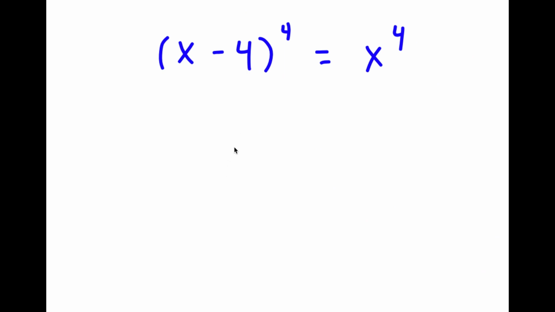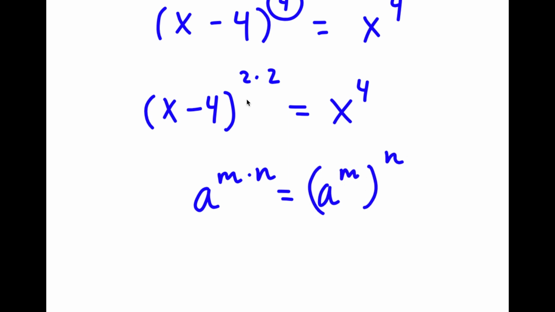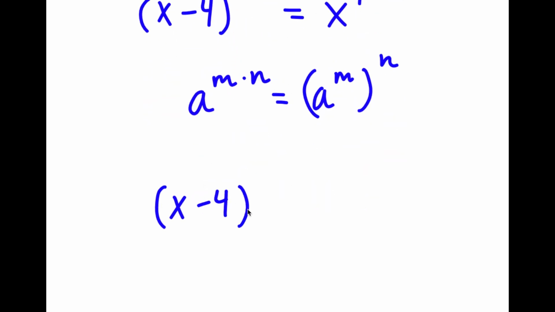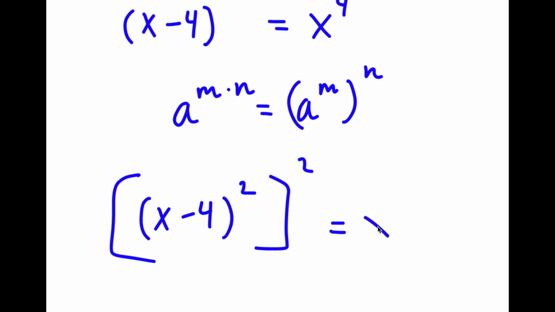Alright, so in this problem, I have (x minus 4) to the power of 4 is equal to x to the power of 4. So to solve this, I'm going to first rewrite 4 here as 2 times 2. So now I have (x minus 4) to the power of 2 times 2 is equal to x to the power of 4. Now, if I have something in the form a to the power of m times n, this is equal to a to the power of m to the power of n. So in this case, I have a to the power of 2 times 2, so I can rewrite this as (x minus 4) to the power of 2 to the power of 2. And this is equal to x to the power of 4.